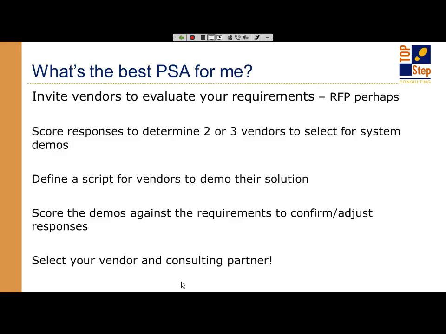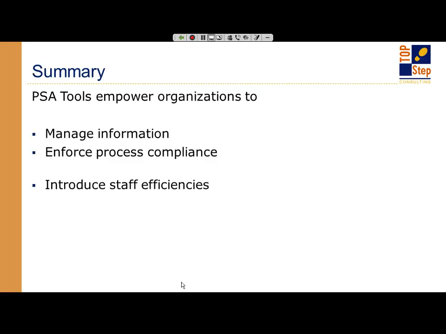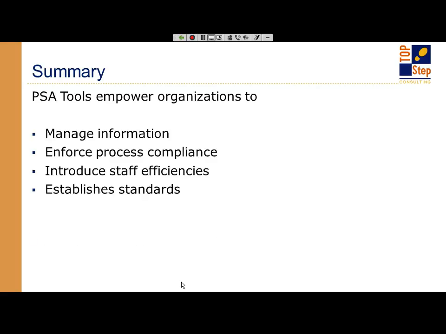So really a PSA tool is meant to empower the organization to manage that information, to be process compliant, to make sure your staff is getting their job done in the most efficient and effective way possible, and to enforce and introduce those standards that you may have been wanting to do but just didn't have a platform to do it.